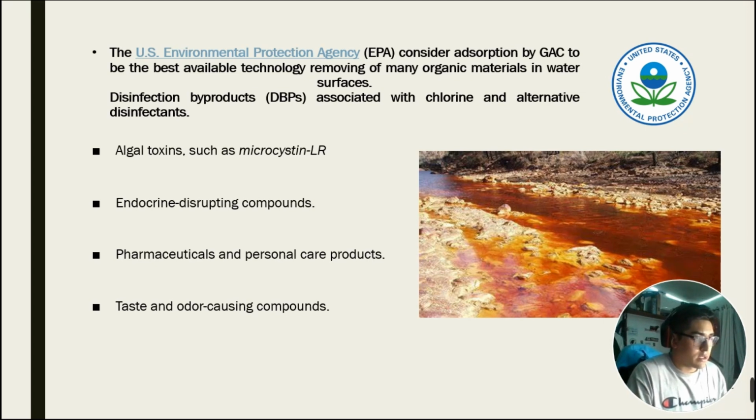many organic materials in water surfaces. Well, the disinfection byproducts, the DBPs, are associated with chlorine and alternative disinfectants. This means that the algal toxins such as microcystin-LR, endocrine disrupting compounds, pharmaceutical and personal care products, even taste and odor causing compounds will be eliminated or extracted by the surface area or the volume that is contaminated with everything that is mentioned. So this is the huge capacity of the GAC.